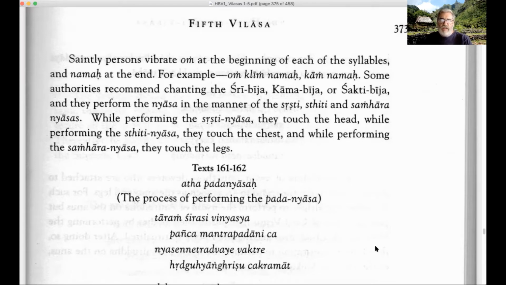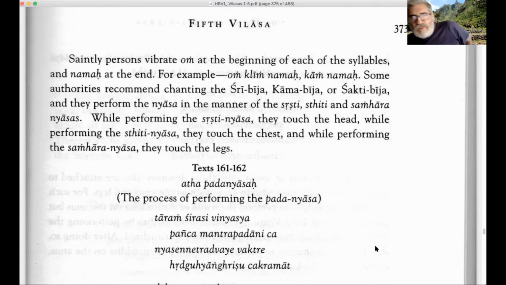Here it's going to give a very slight explanation of it. While performing the Shristi Nyasa, which is the creation Nyasa, touch the head, going from head to toe. The Sthiti Nyasa, touch the chest. So it means from the chest up to the head, and then from the legs up to the chest. And while performing the Samhara Nyasa, touch the legs, or go down to the feet and go up.